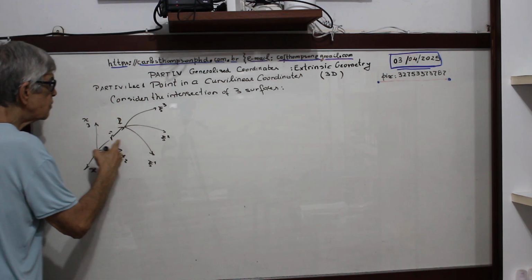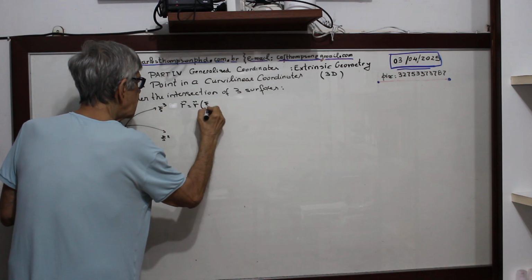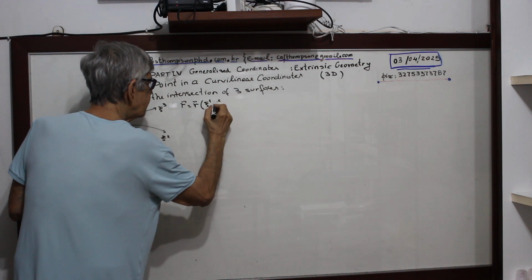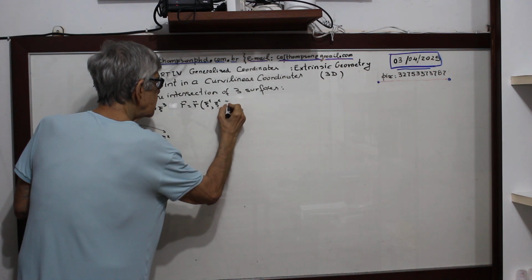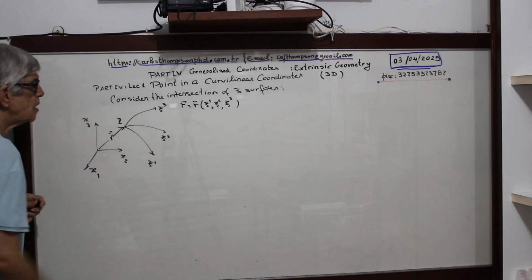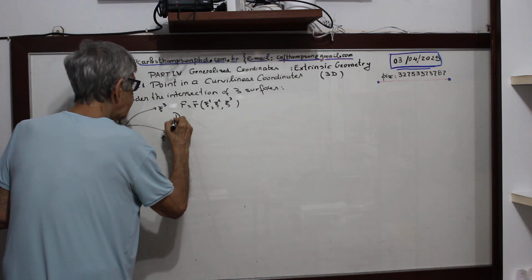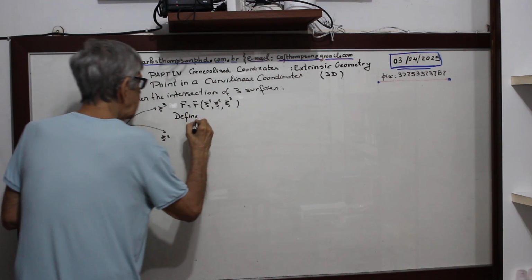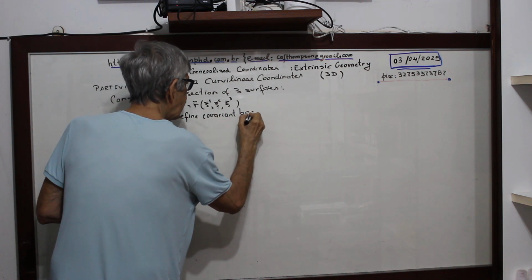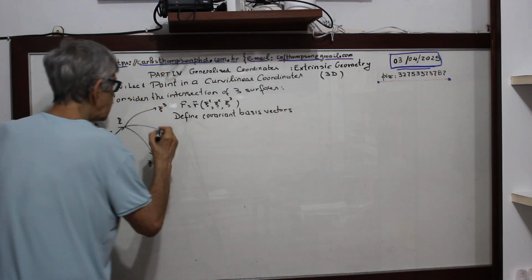Now, the position vector R is a function of C1, C2, and C3. See? That's R, function of these 3 coordinates. Okay, let's define covariant base vectors like this.